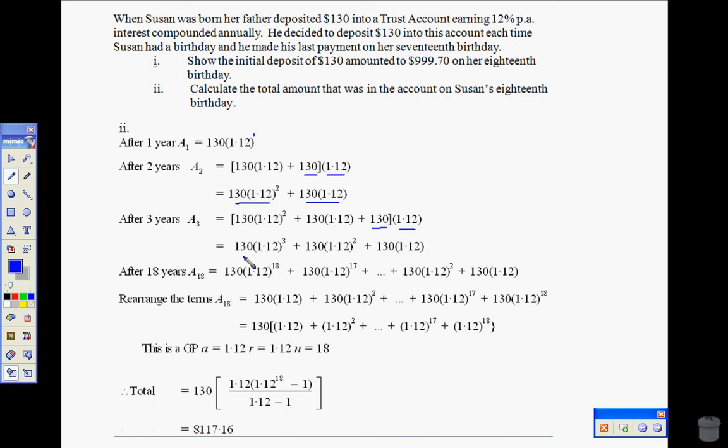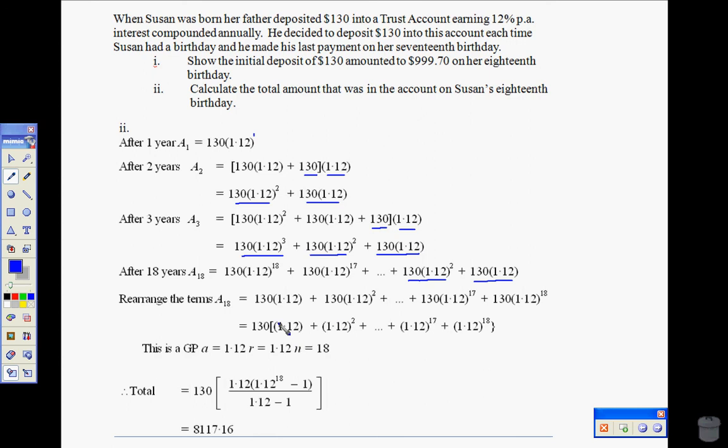We expand it out, so there's our initial 130. That's the 130 from her first birthday, and that's the 130 from her second birthday. So you can see that that keeps going up to 18 years. So after 18 years, we've got this amount. That's the 130 that was put in at her 17th birthday. That one's the one that was 16th, because it's only had 2 years of interest. Now, if you have a look, you can see that's a nice little pattern occurring. Makes it a little bit nicer if we rearrange it. So if we just swap the terms around, well, it's all addition, it's okay.